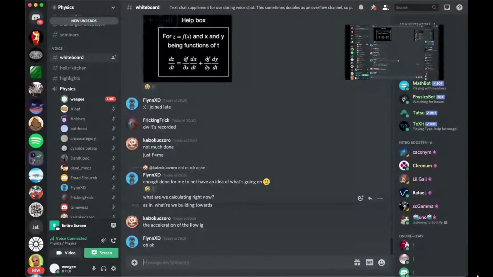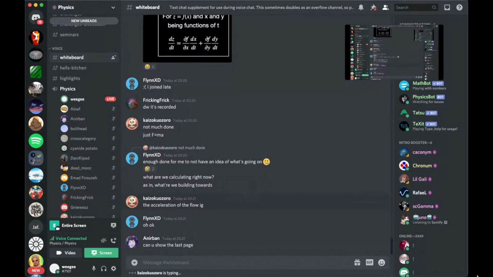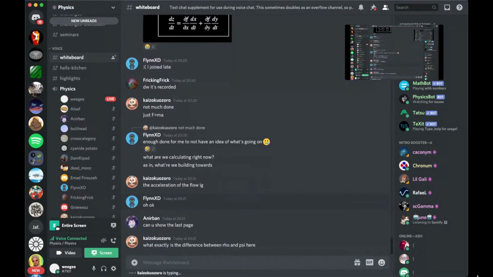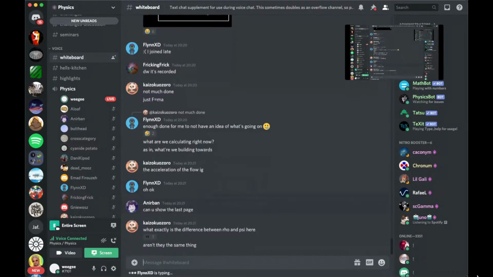We are just looking at forces on a fluid element due to pressure, and then we're just using F equals ma on it. Rho is our pressure and psi is our density.